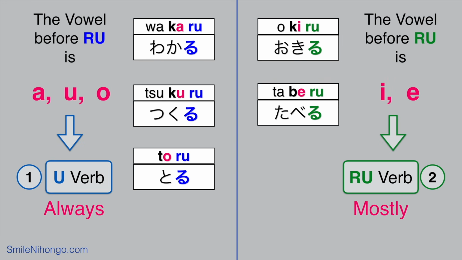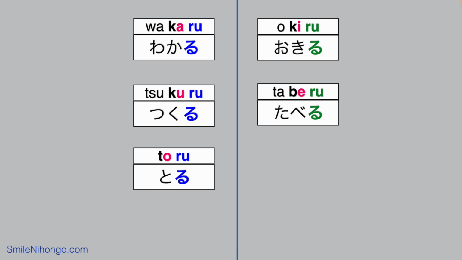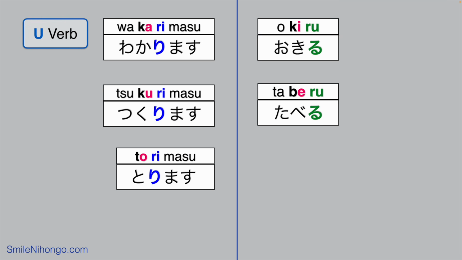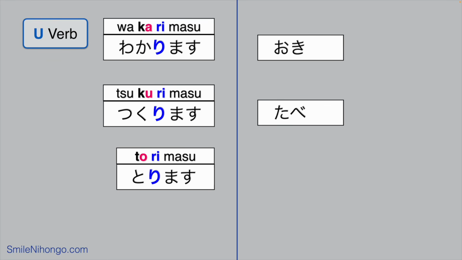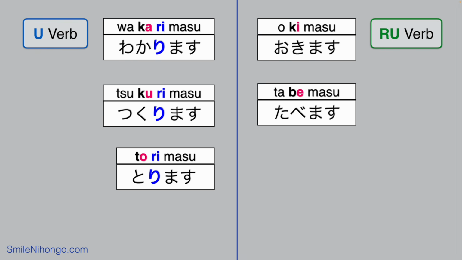So simply pay attention to the sound before ru. Figure out if it's a u verb or a ru verb. Then convert it into the correct mas form. For u verbs, you change the final ru to ri and add mas. For ru verbs, you simply change the final ru to mas.